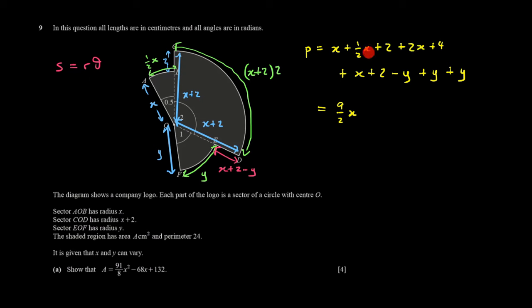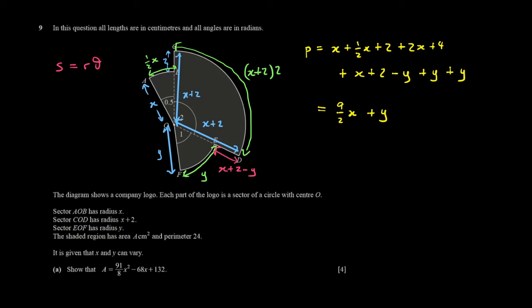3 upon 2x, 7 upon 2x, right? So that's 2x, plus that, 9 upon 2x. Yes, I agree with that. Okay, then let's do the y's. We have got minus y plus y, which is 0, plus y. There we go. So we get plus y there.